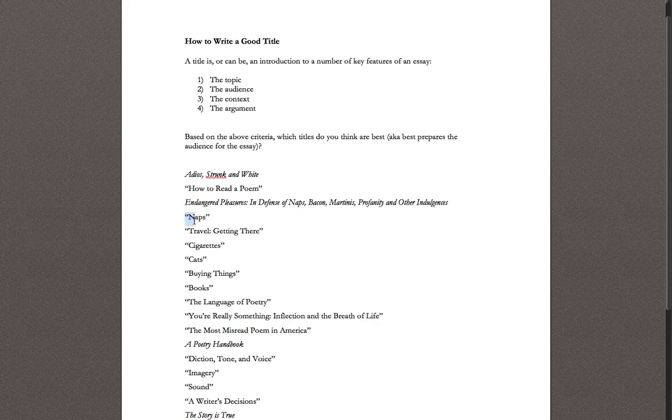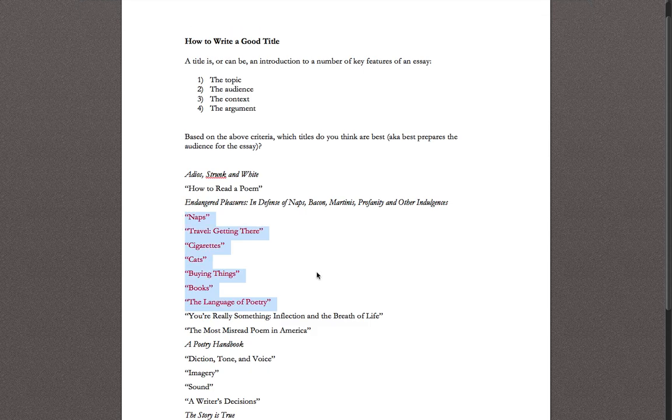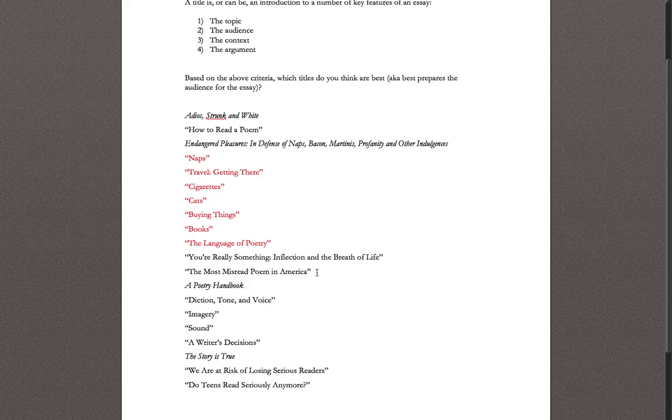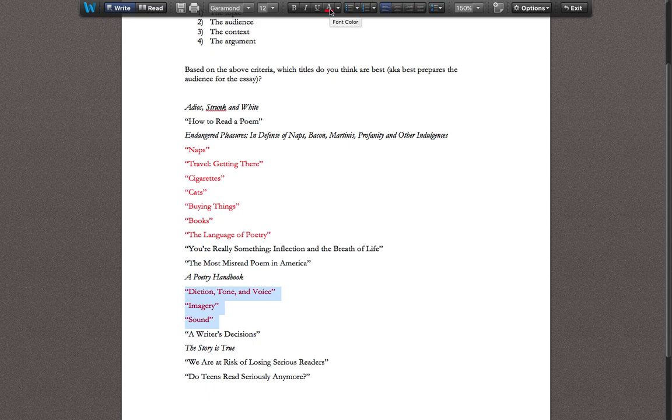So we have pretty much our middle section here with these endangered pleasures, these essays from Barbara Holland, and then the one Kenneth Koch essay, The Language of Poetry. And those are all introducing the topic. I think we have a couple others that introduce topic. Okay, we have diction, tone, and voice, imagery, and sound. All of these introduce just the topic. We haven't read these essays yet, but we will be soon. They're from Mary Oliver's A Poetry Handbook.